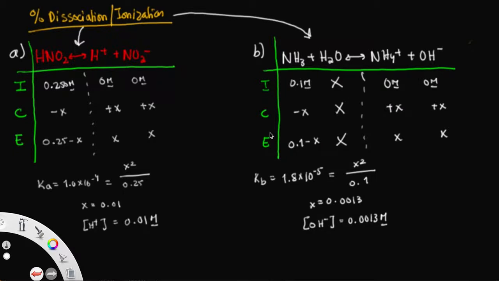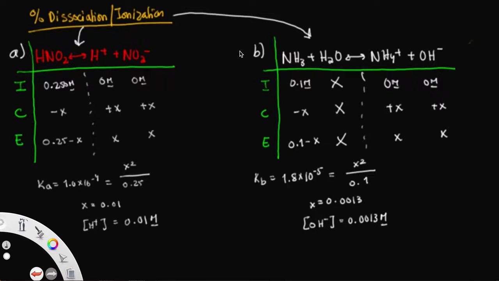Alright, hey guys. So today we're going to be talking about percent dissociation and percent ionization. Percent dissociation, just to make it clear in the beginning, deals with the weak acids, and percent ionization deals with the weak bases, which is why I have the white arrows drawn out towards the specific reaction.